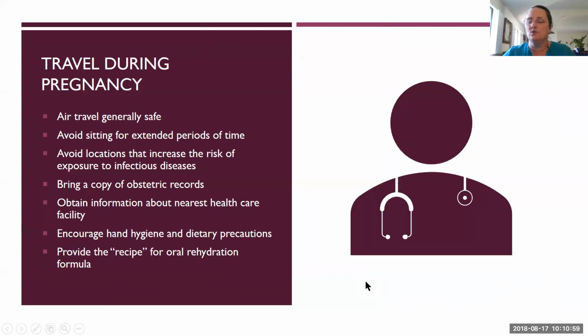Zika is a huge issue. It's even here in the United States, but we recommend that women not travel to these countries that have large populations of Zika virus right now, because we know there are extreme risks to the baby, and we're going to talk about that later.